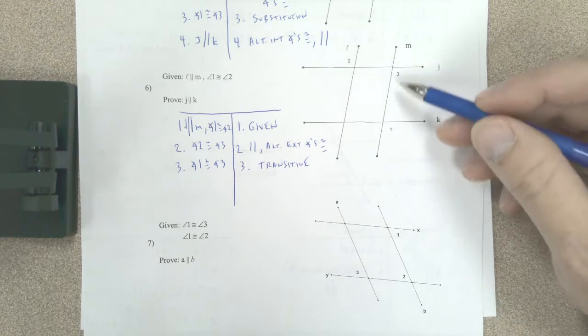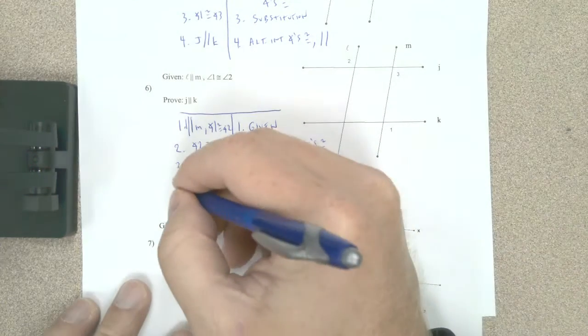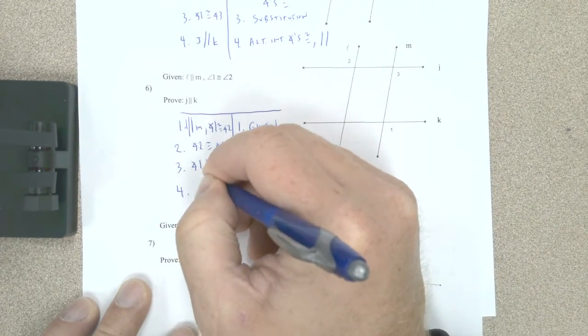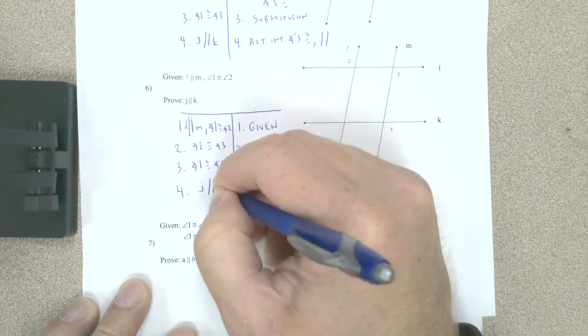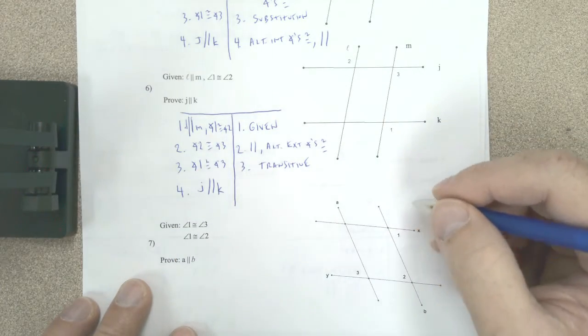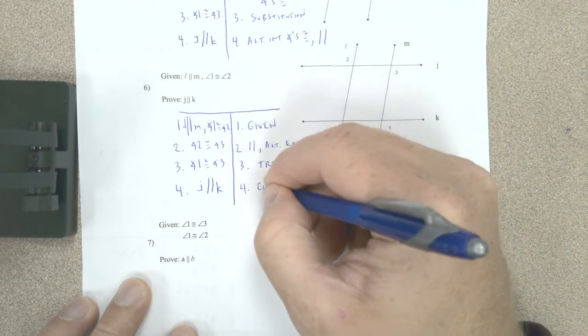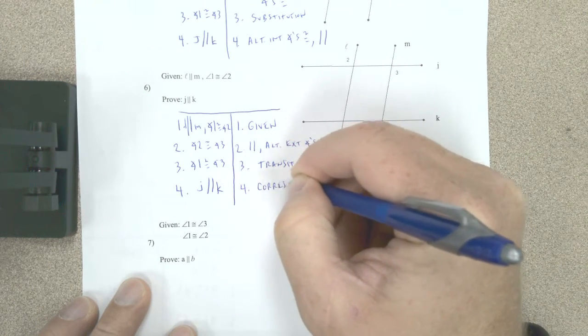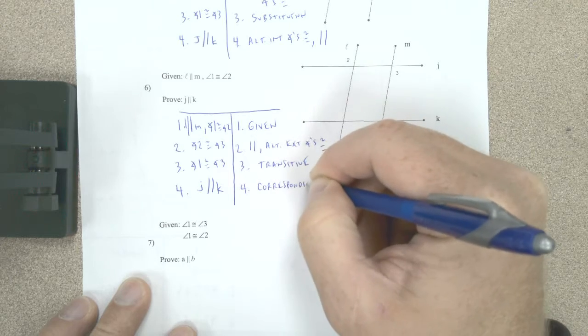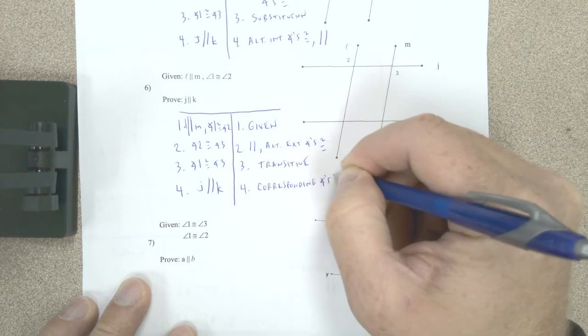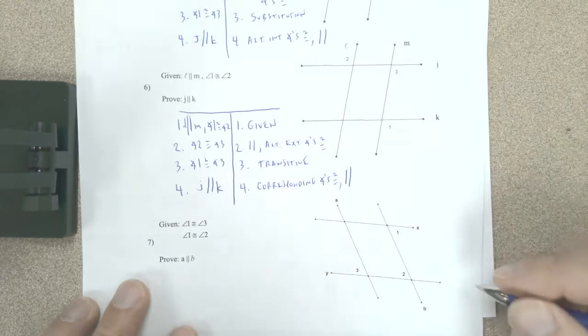And I know if 1 is congruent to 3, I can now say that J is parallel to K, because if corresponding angles are congruent, then lines are parallel.